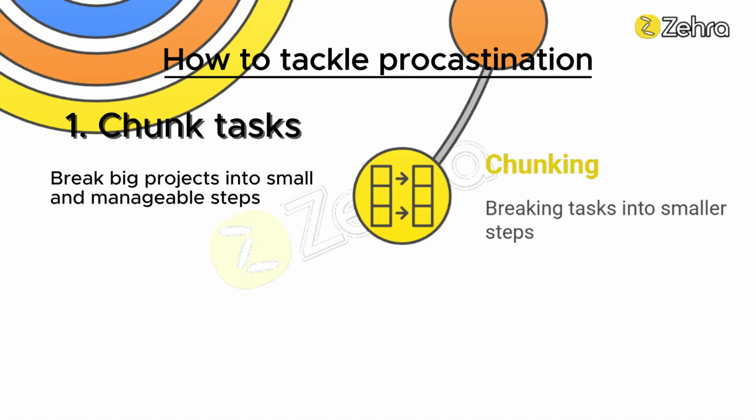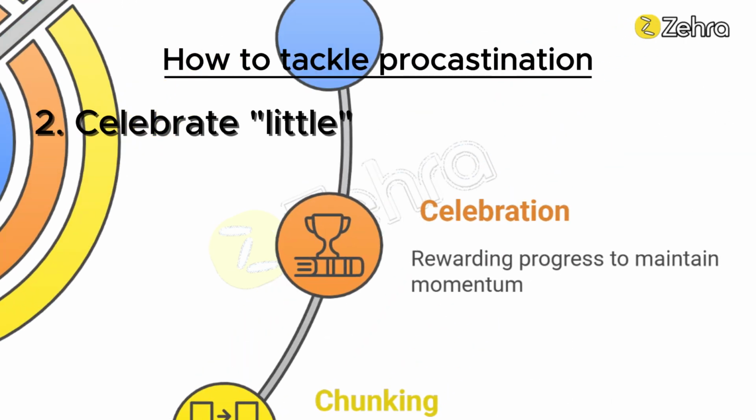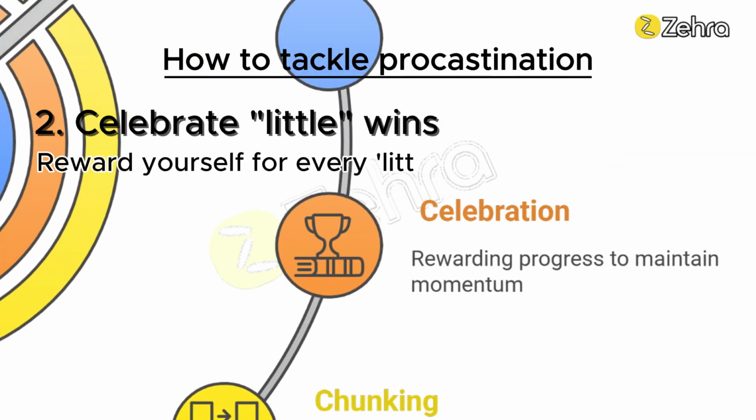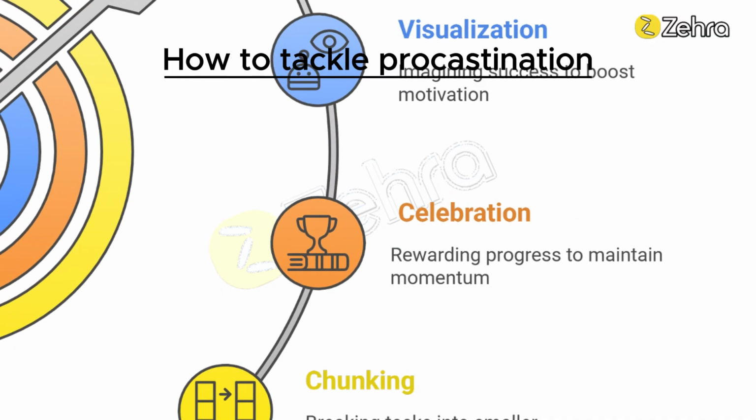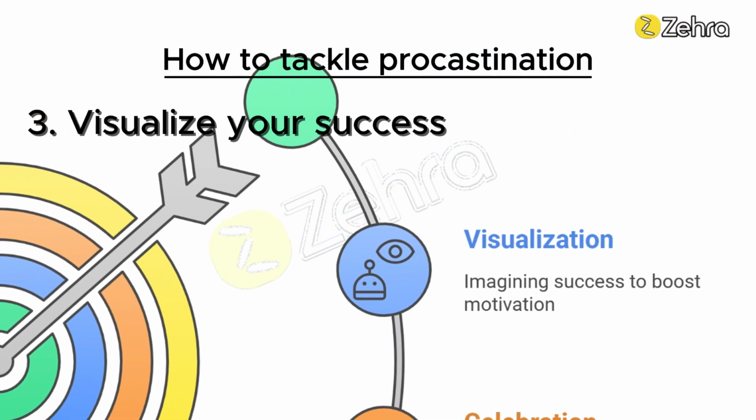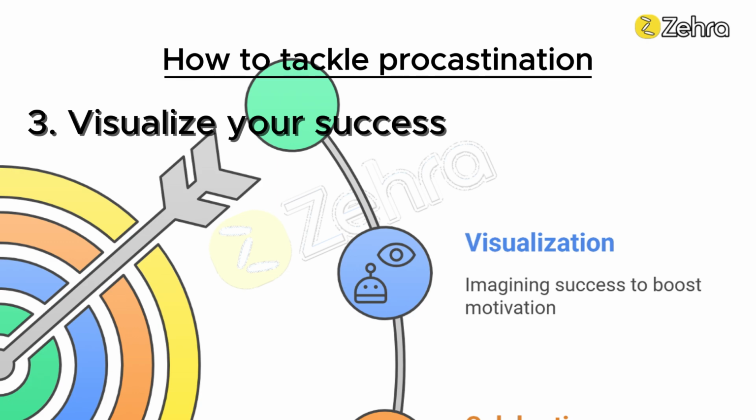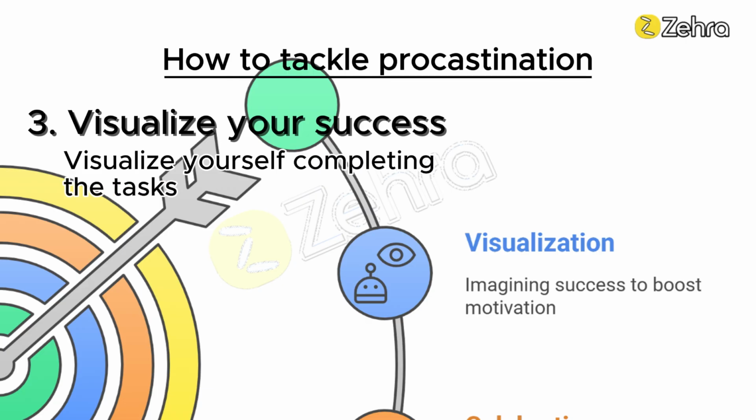A second effective way to manage procrastination is to celebrate wins. Reward yourself for every single step of progress you make, no matter how small. Finally, visualize your success. To overcome procrastination, it's important you picture yourself completing a task. It's a great motivator whenever you feel tired.